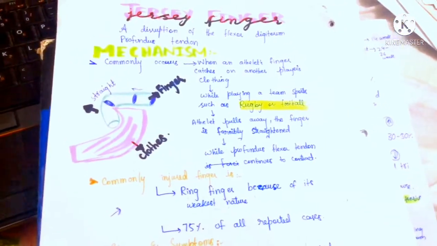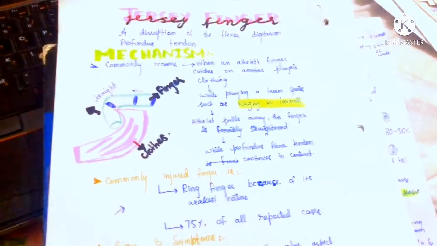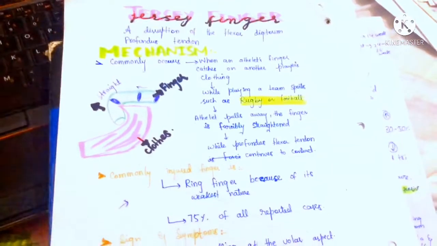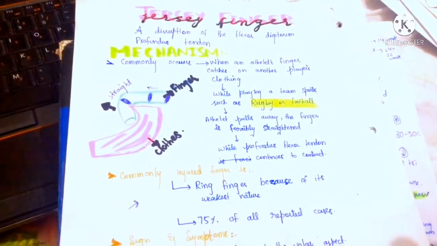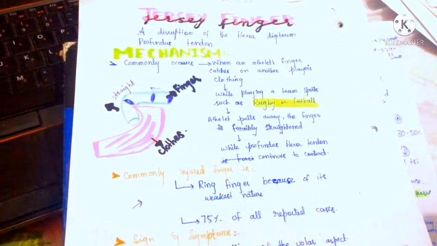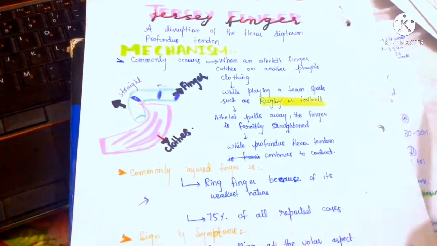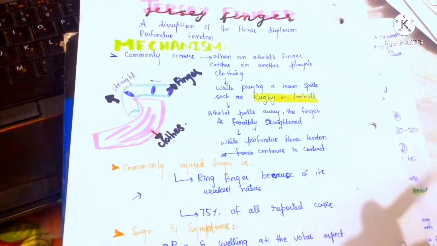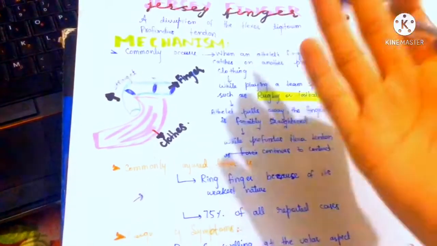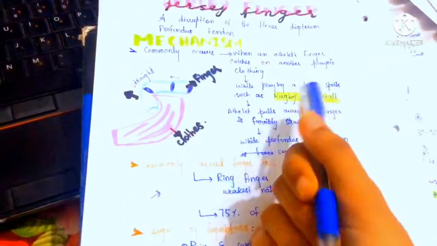Back with another video lecture, and today we are going to discuss the jersey finger. Basically, jersey finger is a disruption in the flexor digitorum profundus tendon, the main tendon present on the anterior side, or the palmar side, of the hand.